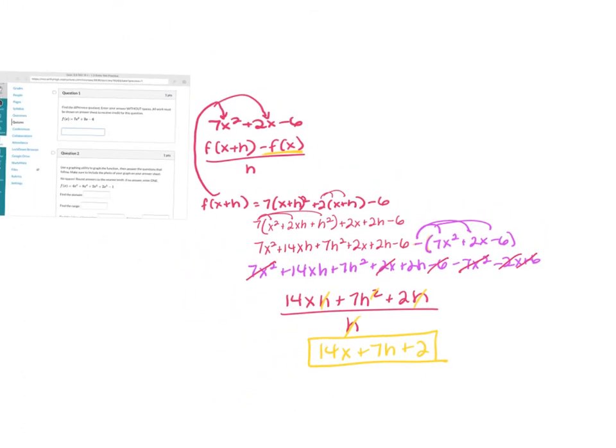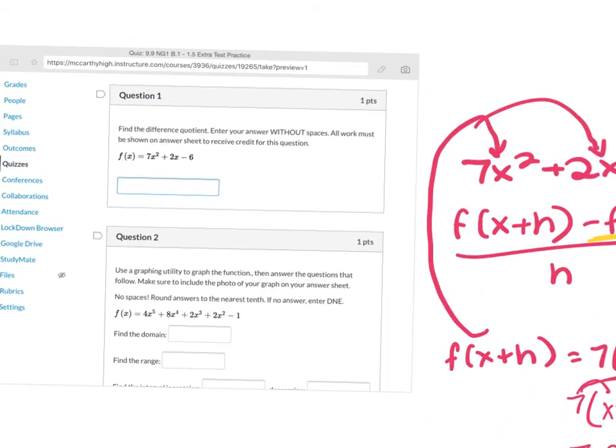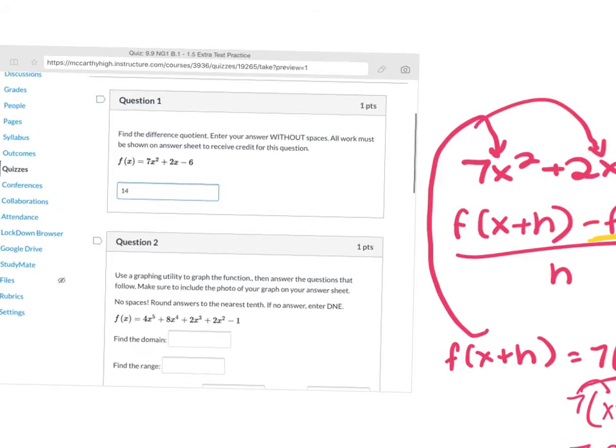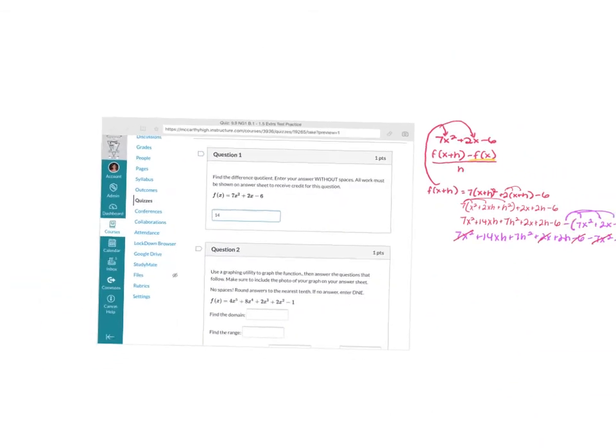All right, so then when you type that in, remember it's fill in the blank. So it'd be 14x. Let me see if I can zoom out. Nope. Shrink that.